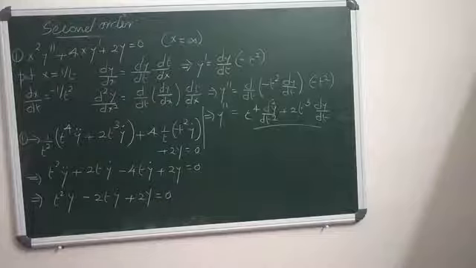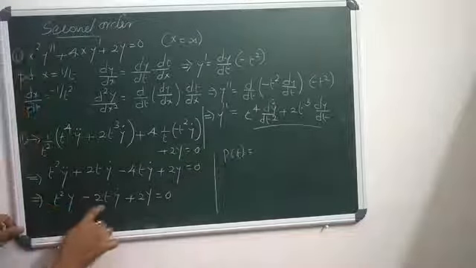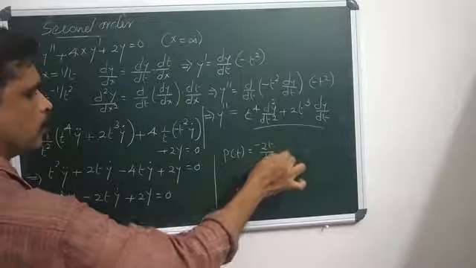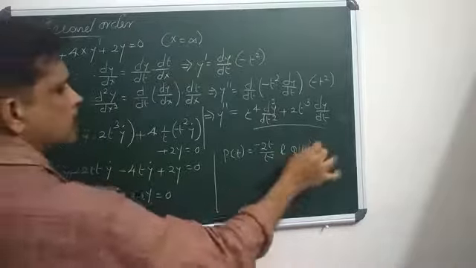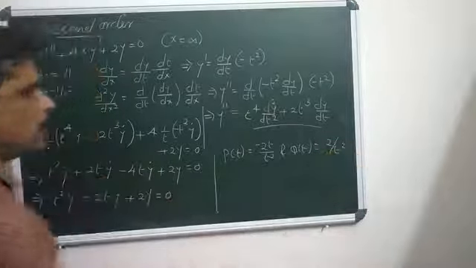So it is t square y double dot. Multiplying through, what is p of t? p of t equals minus 2t by t square, and what is q of t? It is 2 by t square. When compared with the standard equation, p of t equals minus 2t by t square, and q of t equals 2 by t square.